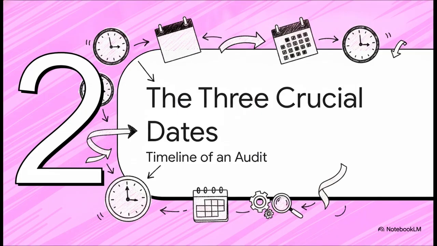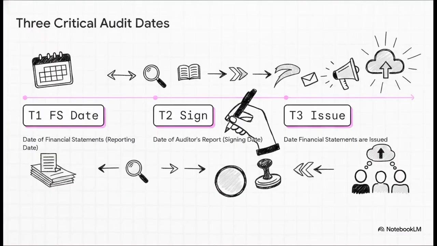Let's move to part two and see how this builds. The three crucial dates. You literally cannot understand subsequent events without mastering the chronological timeline of an audit. Everything, and I mean everything, in SA 560 revolves around three specific markers in time. T1 is the reporting date, or the date of the financial statements. Think March 31st. Then T2 is the signing date, which is the exact day the auditor signs off on the report. And finally, T3 is the availability date, the date those audited financial statements are actually issued.